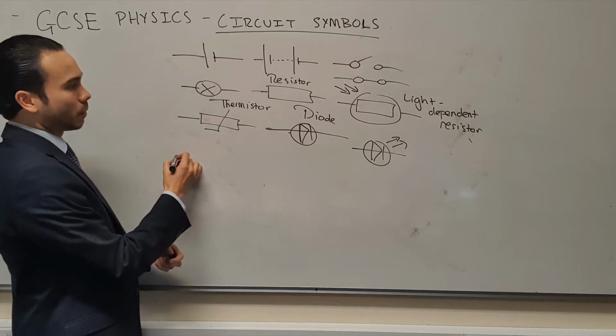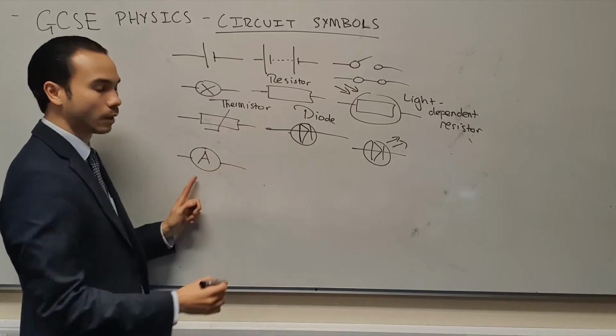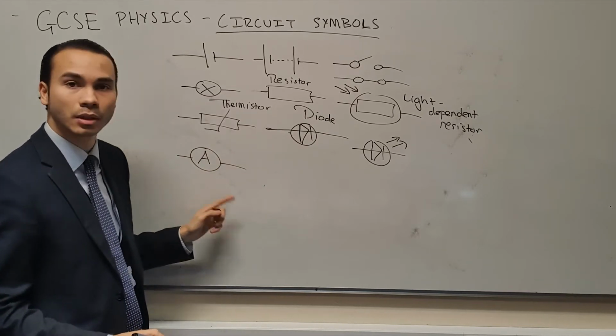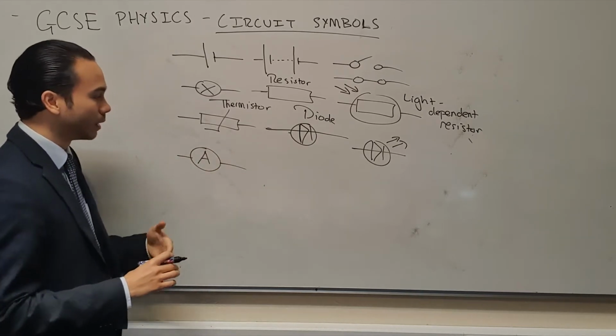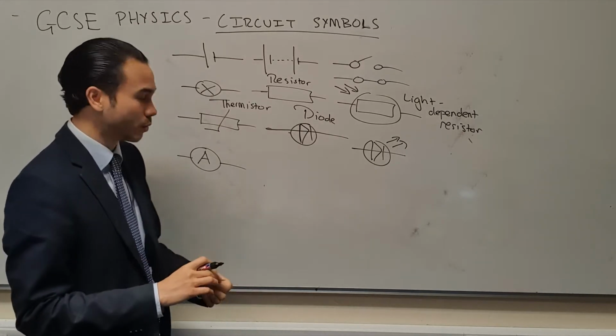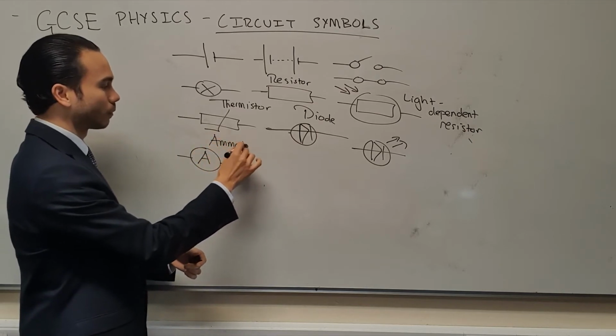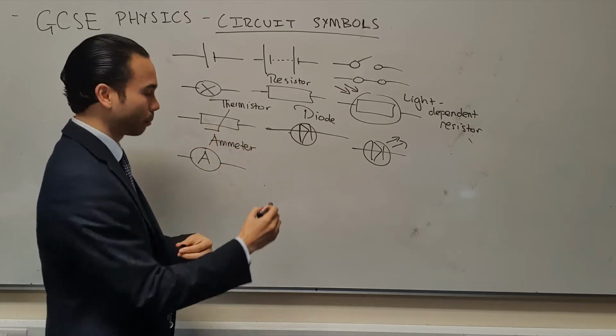Okay, we're going to talk about the ammeter. So it's just a circle with a capital A inside. This measures the rate of flow of charged particles going around your circuit. So it's measured in amps.